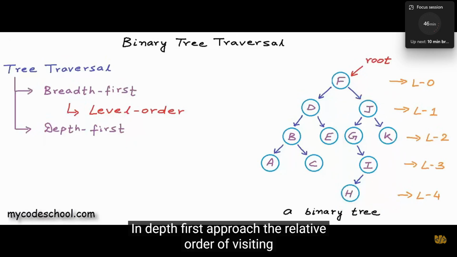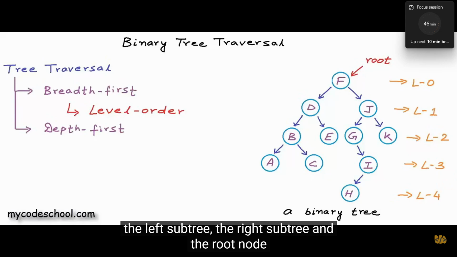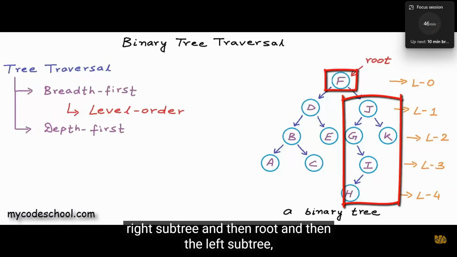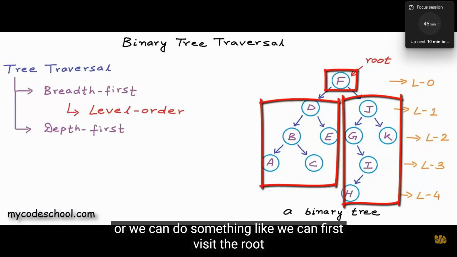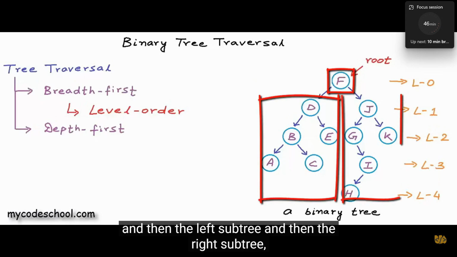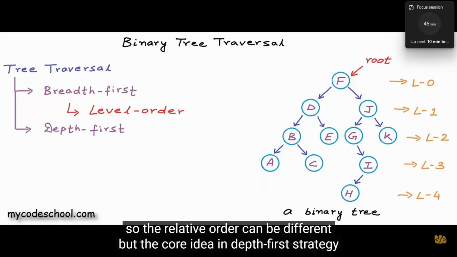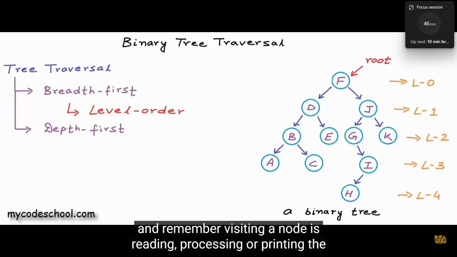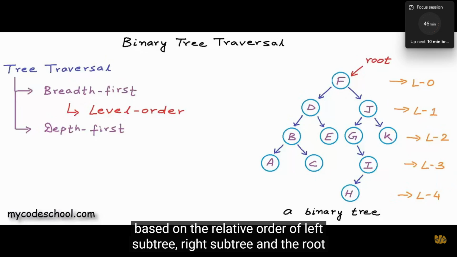In depth first approach, the relative order of visiting the left subtree, the right subtree, and the root node can be different. For example, we can first visit the right subtree, and then the root, and then the left subtree. Or we can first visit the root, and then the left subtree, and then the right subtree. So the relative order can be different, but the core idea in depth first strategy is that visiting a child is visiting the complete subtree in that path. And remember, visiting a node is reading, processing, or printing the data in that node based on the relative order of left subtree, right subtree, and the root.